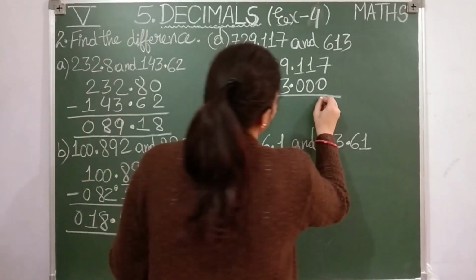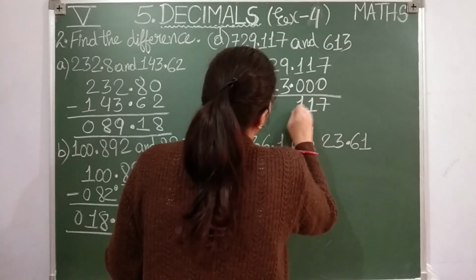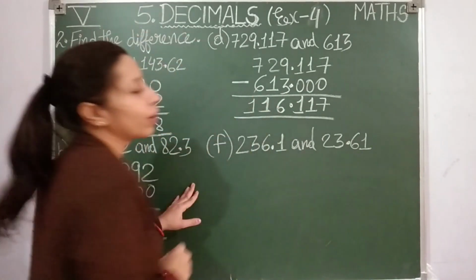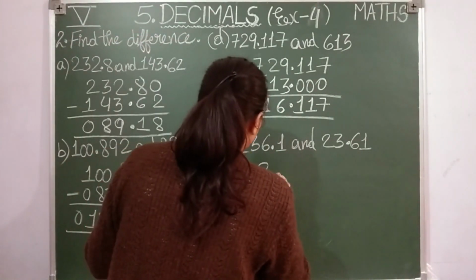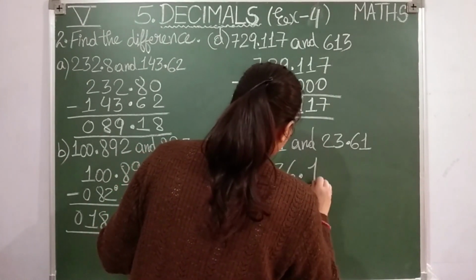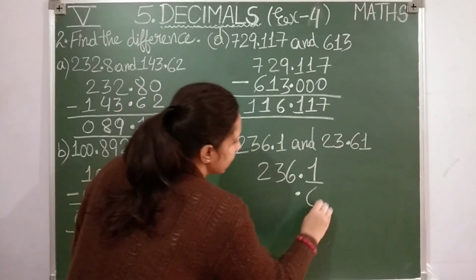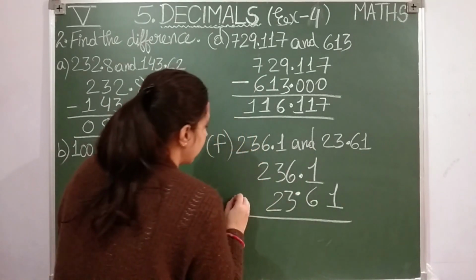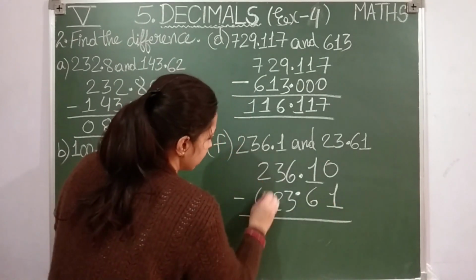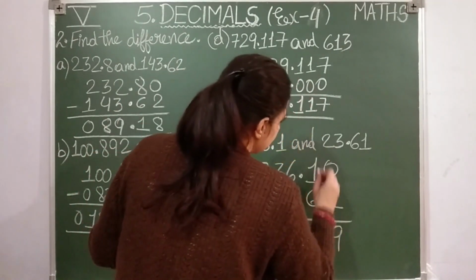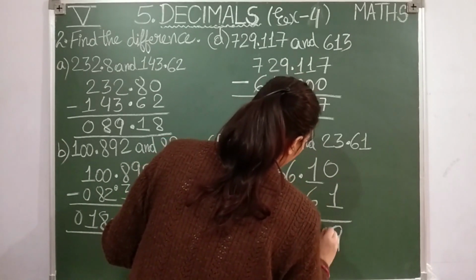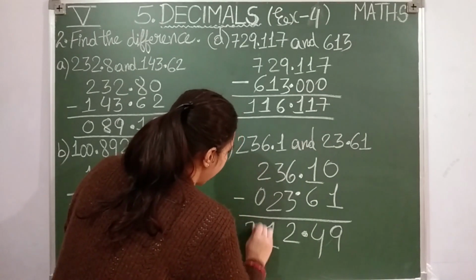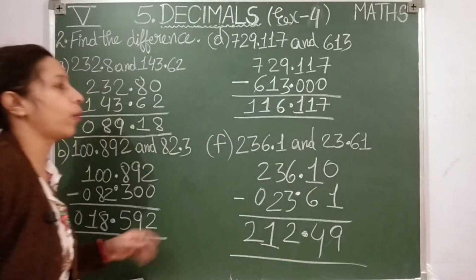Now subtract 7 minus 0, 7, 1, 1, then 6, 1, 1. So we got our answer. Next one, students, 236.1. Again I'll put the point first, then 6, 1, then 3, 2. Okay, now convert it into like decimal. 0, 0 here. 10 minus 1, 9, 0. Again 10 minus 6, 4. Then 5 minus 3, 2. 3 minus 2, 1 and 2. So the difference is 212.49.